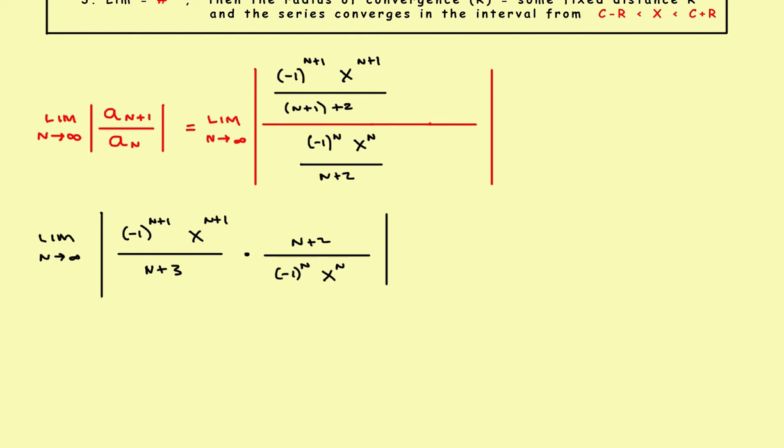Now, one of the things that causes some trouble is this, how do you handle this minus 1 to the n thing? And the logic goes something like this. All this can be is either a negative 1 or a positive 1. So it can only be a 1 or a negative 1.